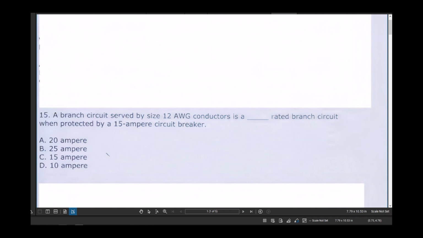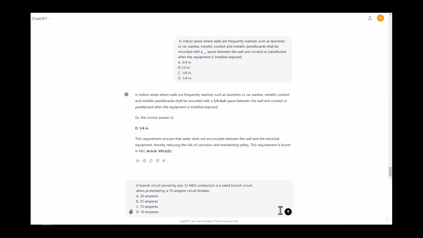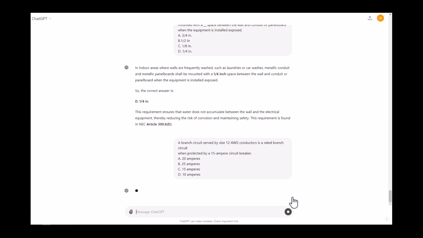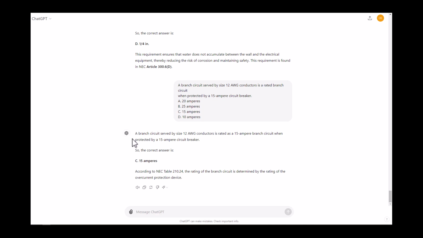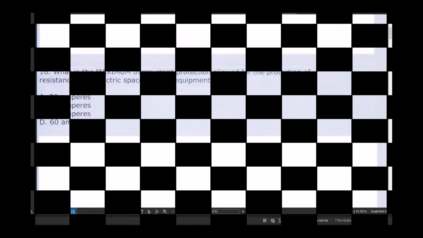Now if I go to ChatGPT and put the question here, let's see what the answer is. It's 15 amp. When we read through, it probably should be the same. A branch circuit served by size 12 gauge conductor is rated as a 15 amp branch circuit when protected by a 15 amp circuit breaker. According to the NEC 210.24, the rating of branch circuit is determined by the rating of the overcurrent protection device. And this is the explanation of what we read. See you guys in the next question.